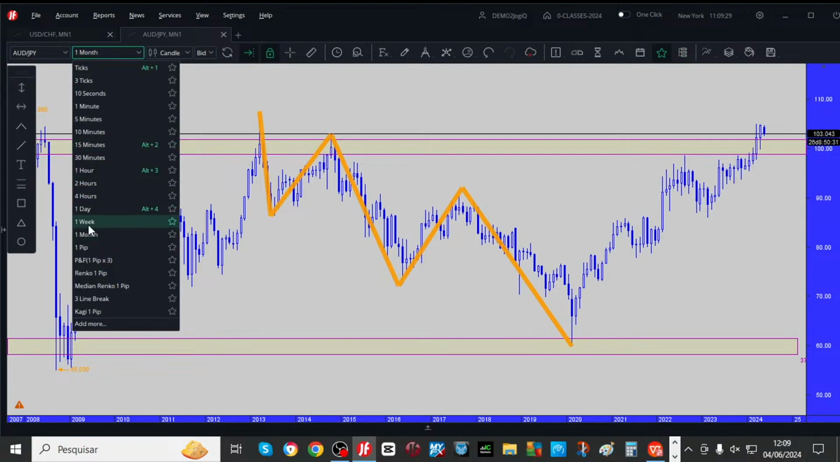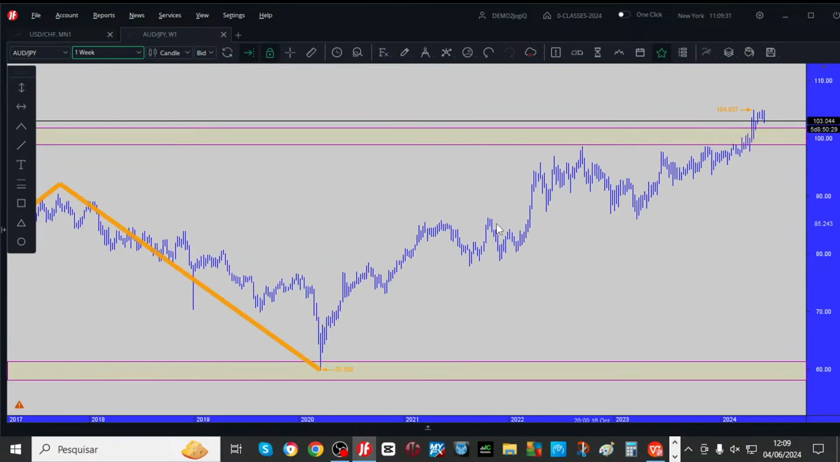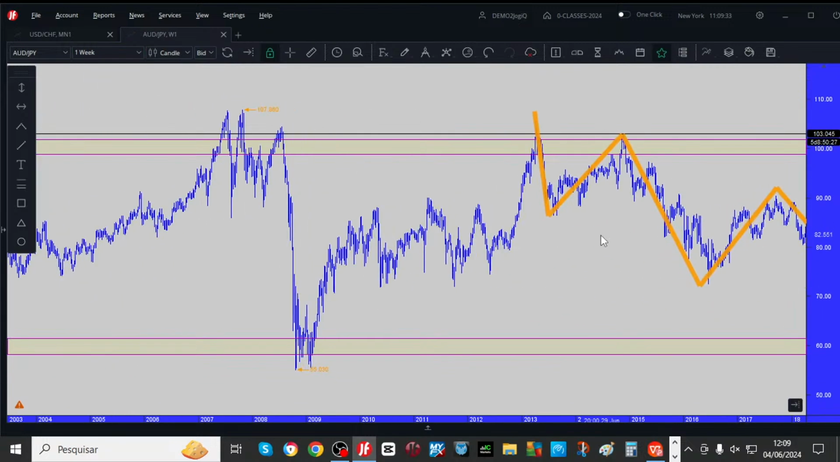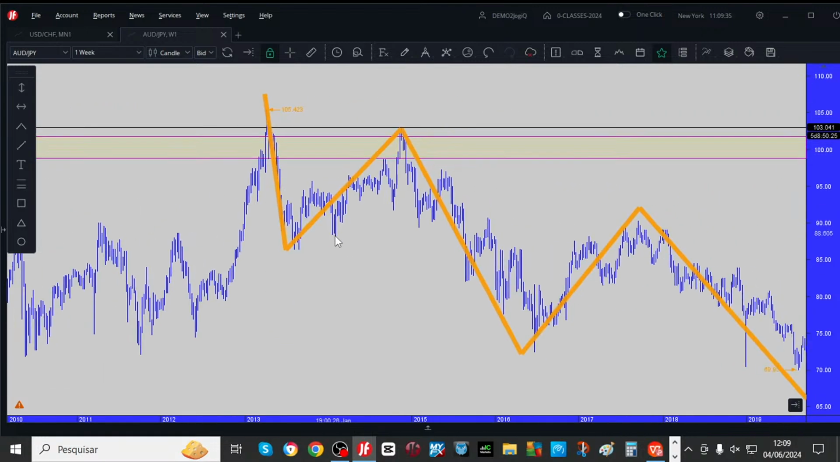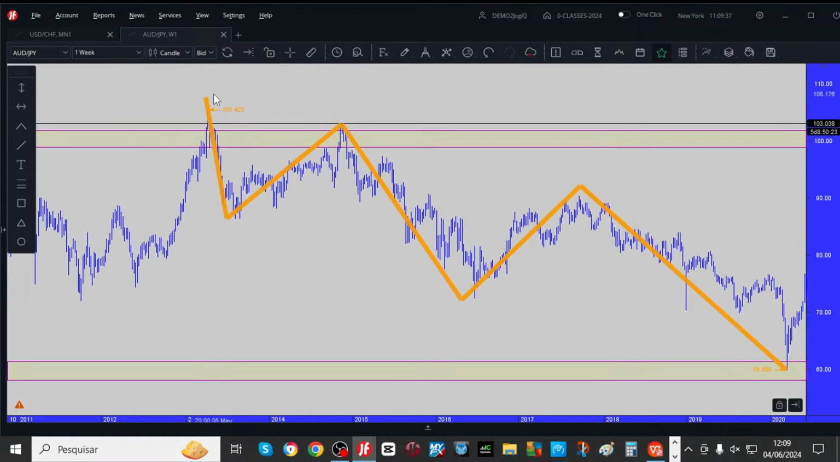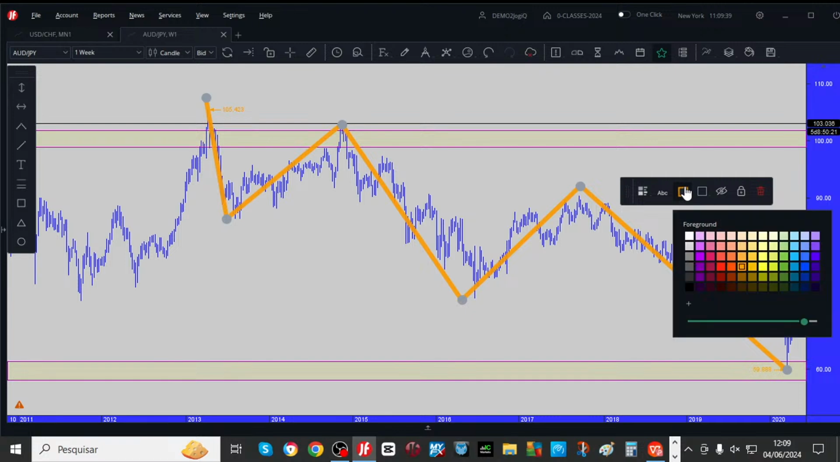And you should have learned that inside the market structure trends, which is the orange one, you have the short-term trends.